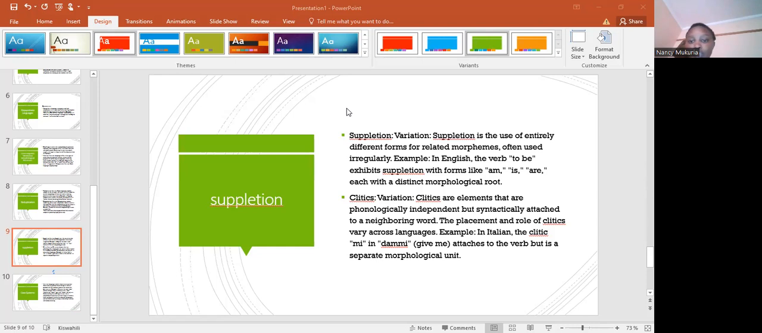Clitic variation. Clitics are elements that are phonologically dependent on, but syntactically independent from, neighboring words. The placement and role of clitics vary across languages. For example, in Italian, the clitic mi in dammi, give me, attaches to the verb, but it is a separate morphological unit.